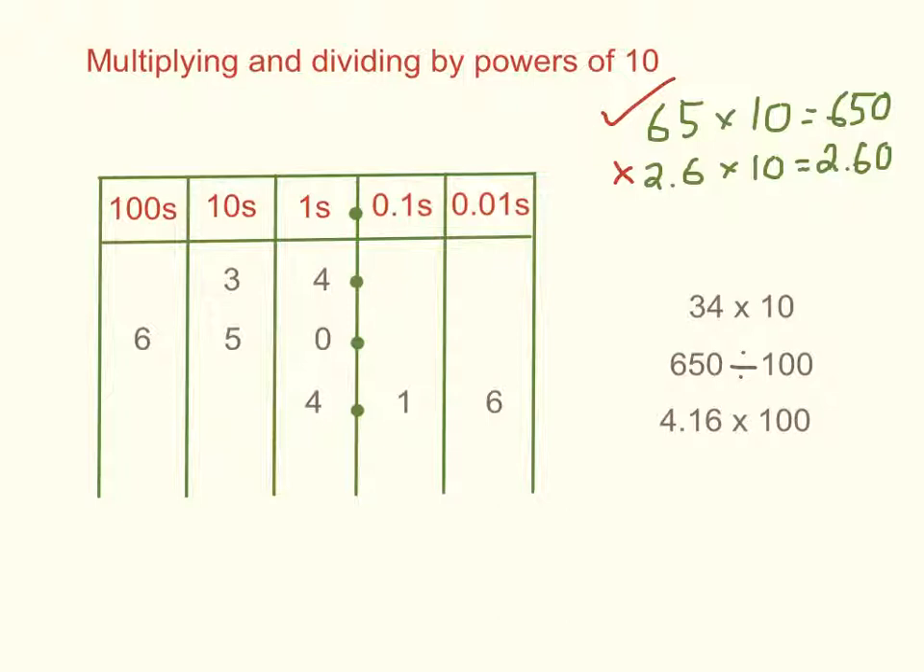We'd model the process by showing clearly the value of each digit and the column that it's in. So for example, 34 times by 10, the 3 and the 4 move like that, so it's 3 hundreds, 4 tens, and we need a place holding 0 to show that's 340. For 650 divided by 100, children will know that the digits move 1, 2 places, giving us 6.5. And finally, 4.16 times 100, children will know to move the digits 1, 2 places, giving us 416.